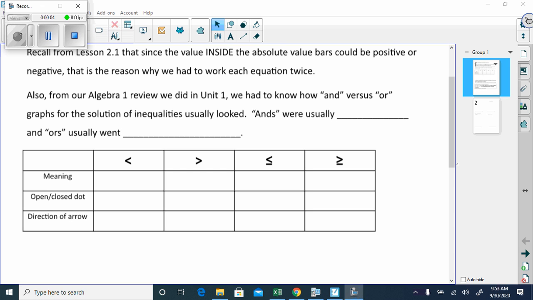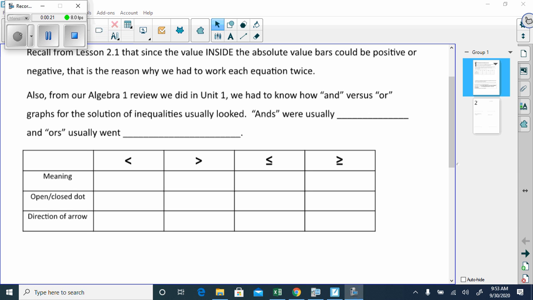The value inside the absolute value bars could be positive or negative. That's why we had to work the equation twice. Because we don't know if it was positive or negative inside of those brackets, every time we're solving an equation right now, we're setting it up two ways, right?